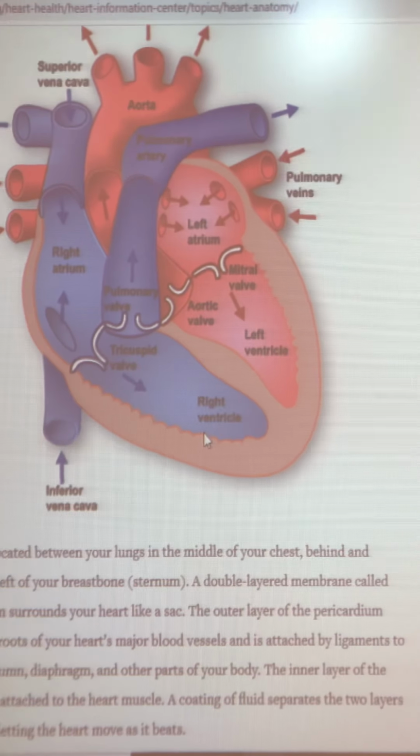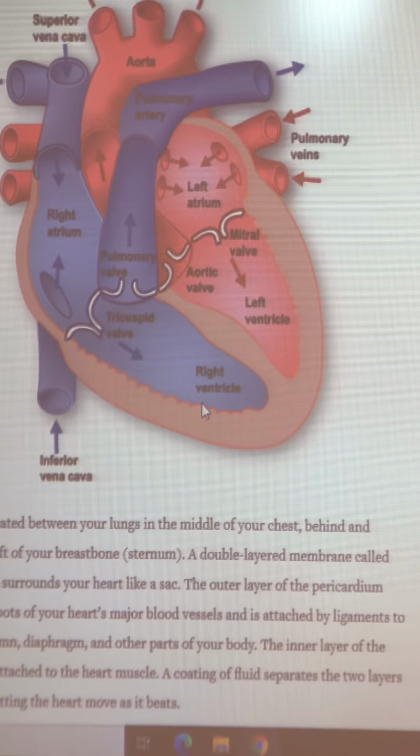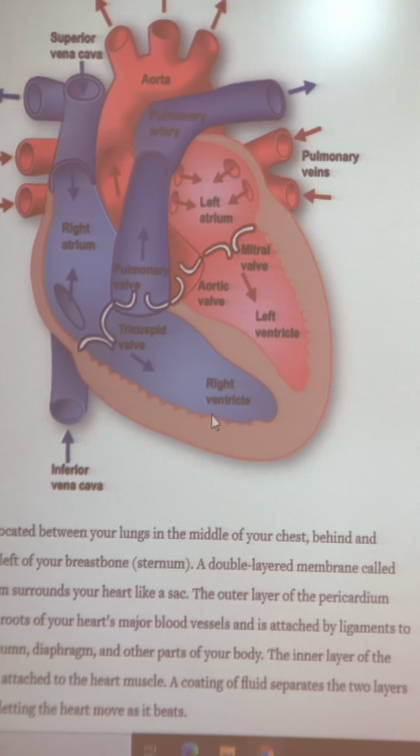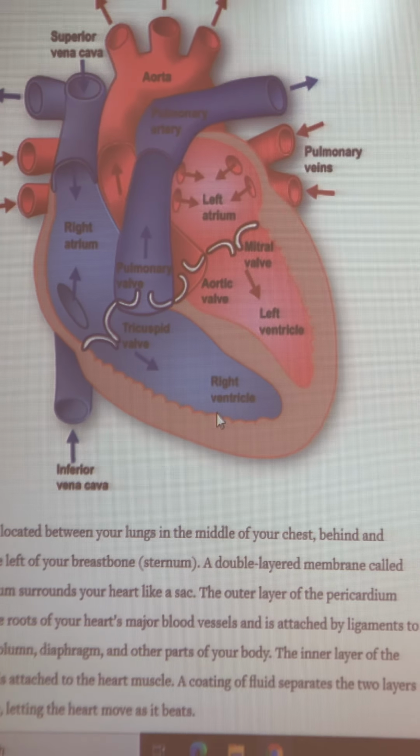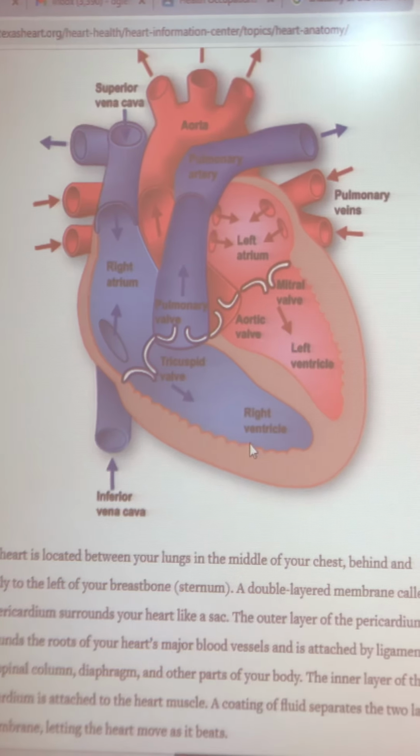There are different valves. If you look, you've got the tricuspid valve on one side. You've got the mitral valve on the other side. You've also got a pulmonary valve and an aortic valve. Okay, it's essential for you to do well on the test that you know the anatomy of the heart.